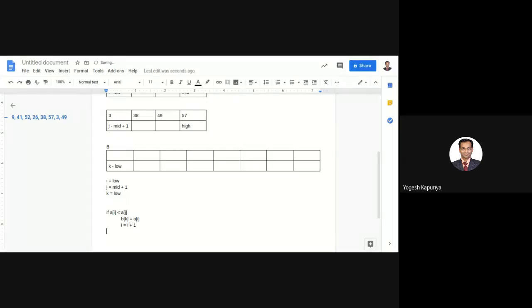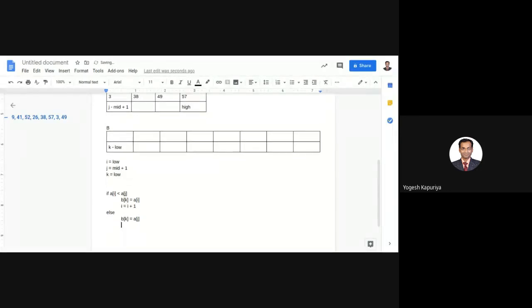Similarly, this will be else. In the other case, you will copy the jth element and increment the j index. This completes my if, and after you copy this, you will always increment k by 1. So let us try to understand this.